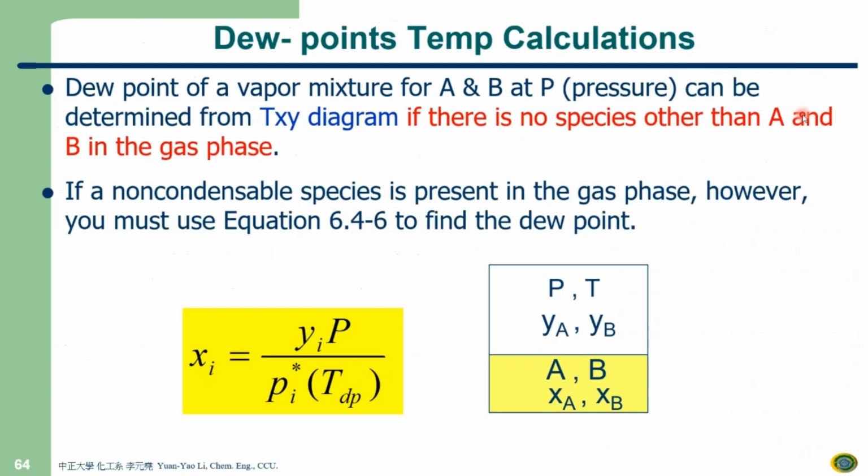Right. So dew point temperature calculations: there's no species other than A and B. If a condensable species is present in the gas phase, however, you must use this equation. So it's only for a binary system, okay? A binary component system. Otherwise, you use Raoult's law and Henry's law to solve the problem.